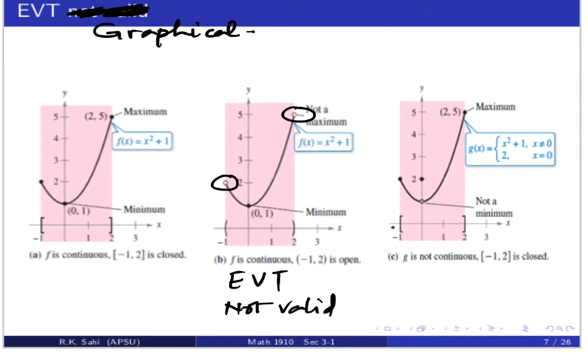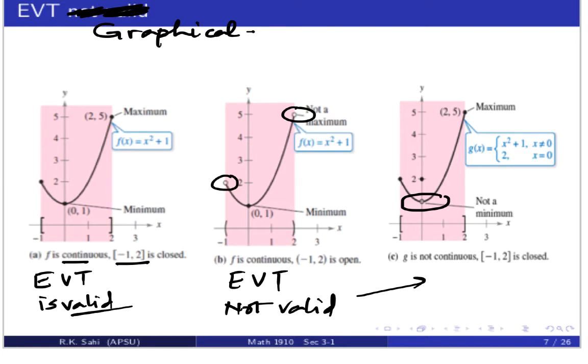Okay, let's look at the last graph here. The function is not continuous because you have an open circle right in the middle over here, even though the function is defined on a closed interval. So it's not continuous, and once again, the extreme value theorem is not valid. Whereas in the first graph, the function is continuous and defined on a closed interval. Here, EVT is valid.